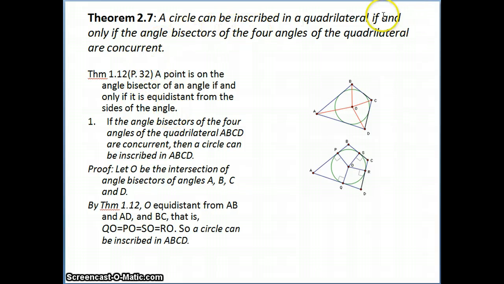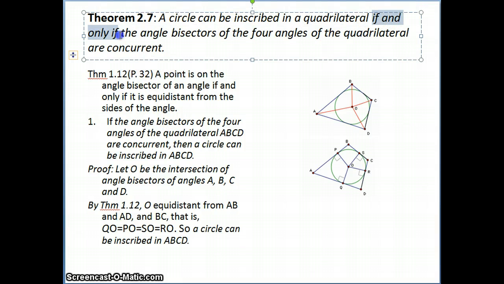This is an if and only if condition, so we have to prove both necessary and sufficient conditions. The sufficient condition, number one: if the angle bisectors of the four angles of the quadrilateral ABCD are concurrent, then a circle can be inscribed in ABCD. First, we prove the sufficient condition. Here we're going to use theorem 1.12.